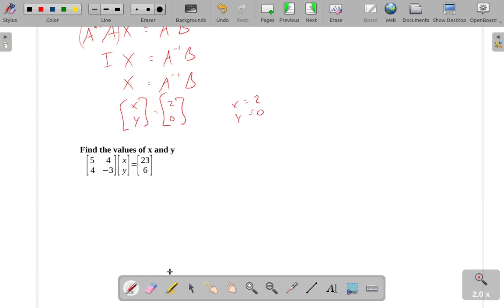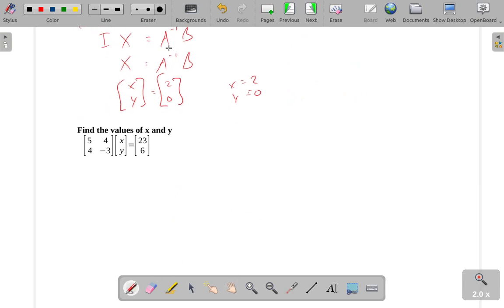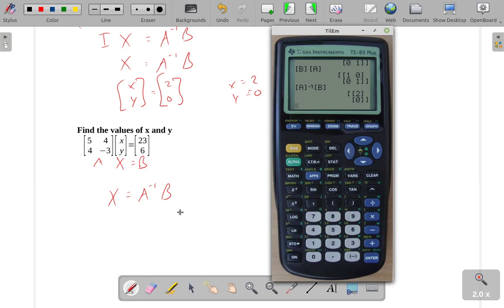So we could do that same sort of thing down here. And we don't need to go through nearly as many steps, because I just did the exact same thing. AX equals B. If I want to figure out what X is, this is going to be A inverse times B. And I can just type that in. So I'll first edit my matrix here. This is 5, 4, 4, negative 3.